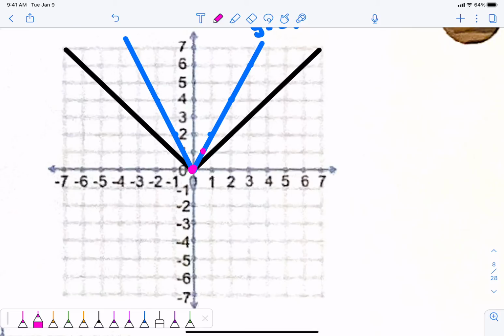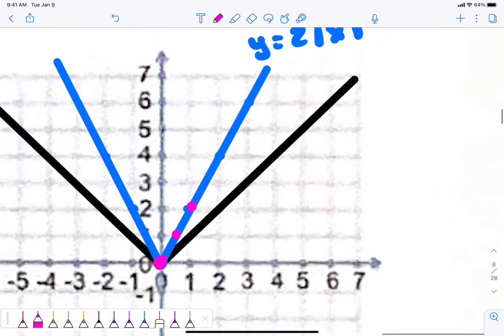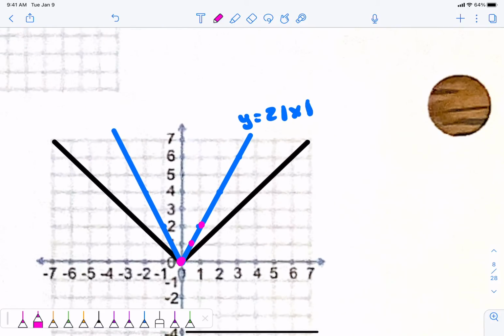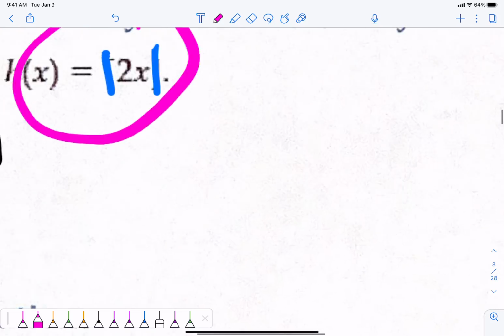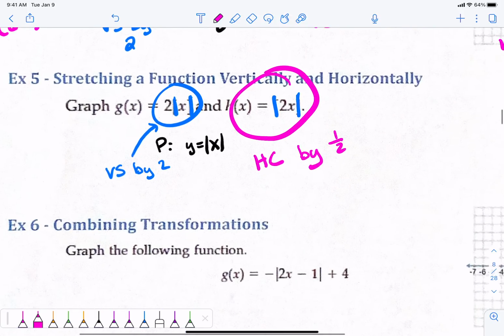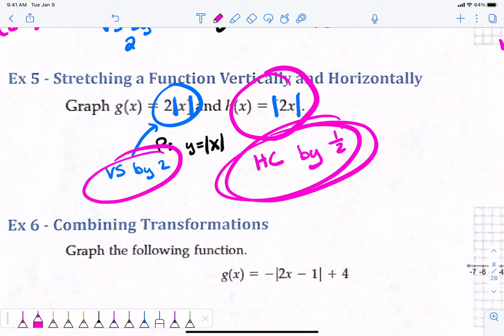Anybody get this figured out? Over 1/2, up 1. Half of 2 would be over 1, up 2. I'm going half the distance out. It looks the same. So it's going to be the same. In this case, a vertical stretch by 2 and a horizontal compression by 1/2 are doing the same thing.